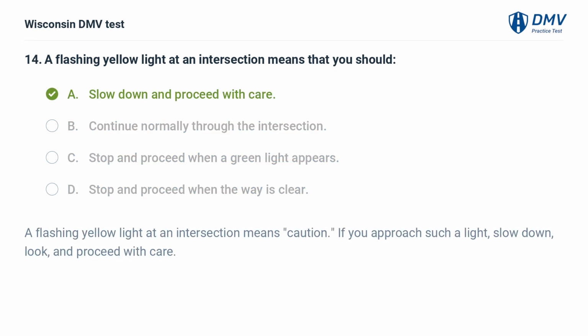A. Slow down and proceed with care. A flashing yellow light at an intersection means caution. If you approach such a light, slow down, look, and proceed with care.